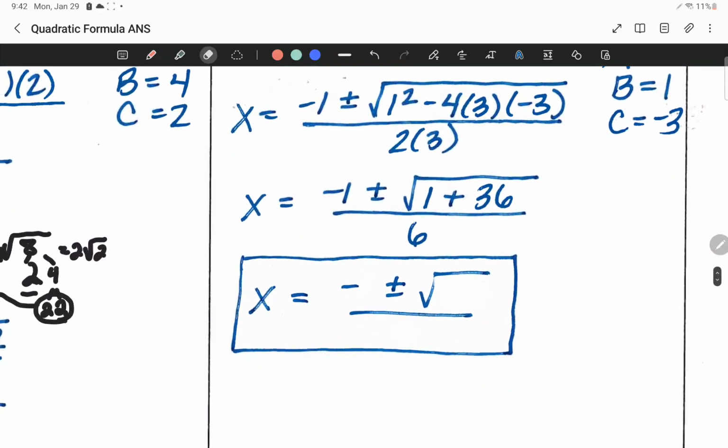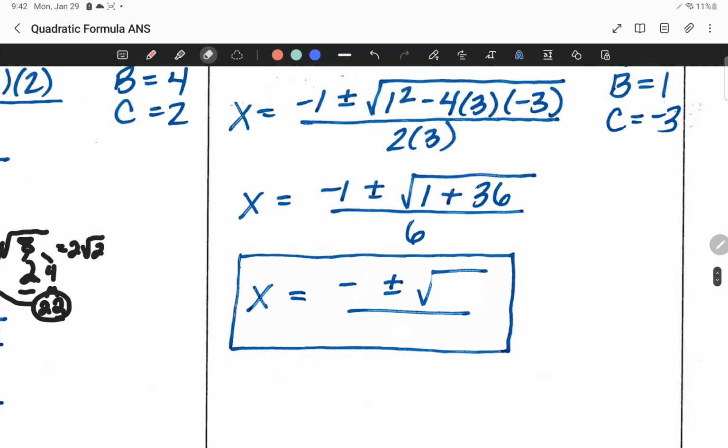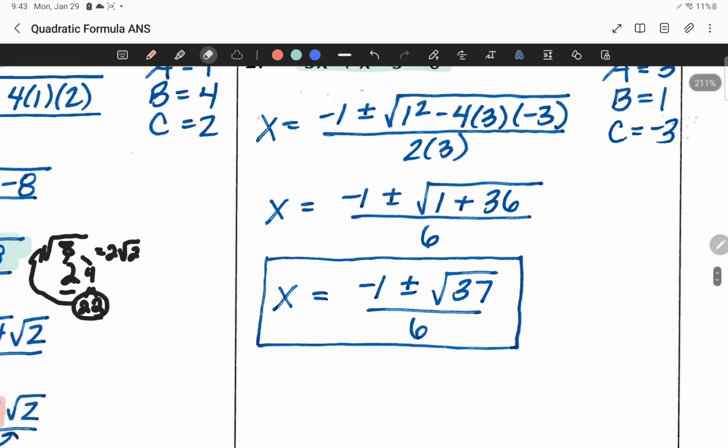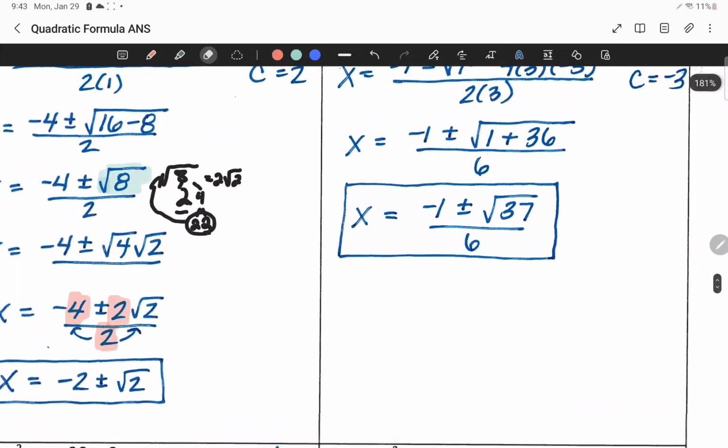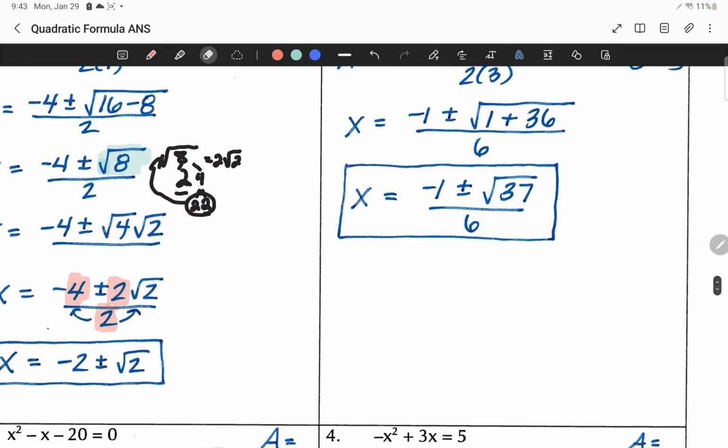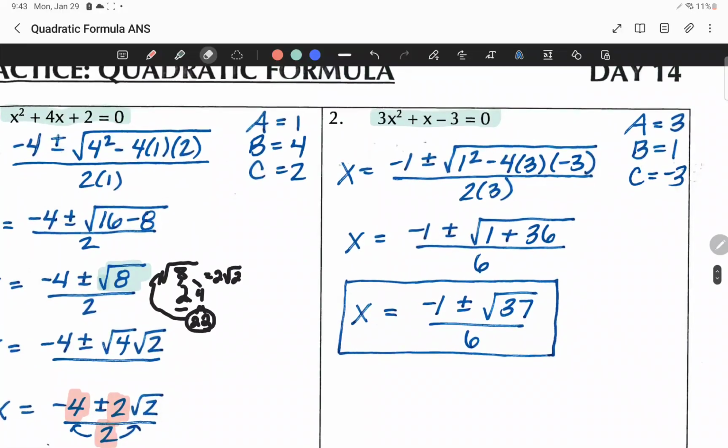And now we have a lot of stuff already set up. The 1 stays on the outside, so that doesn't change. Now 1 plus 36 is 37, and then 6 on the bottom. Big thing about this one is that we can't simplify 37. It's just not a radical that we can simplify, so we're just going to leave it as is. That one's going to stay exactly the same, so no need to change it. And that is my answer for number 2.